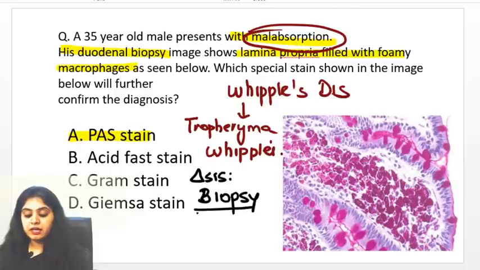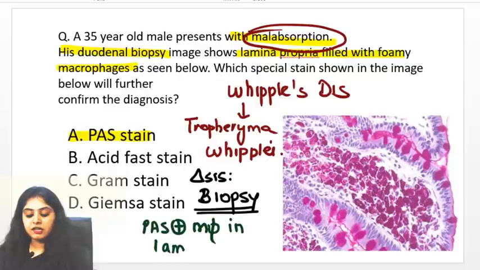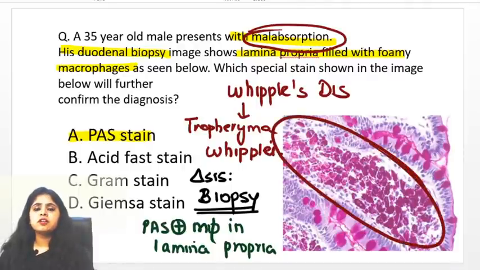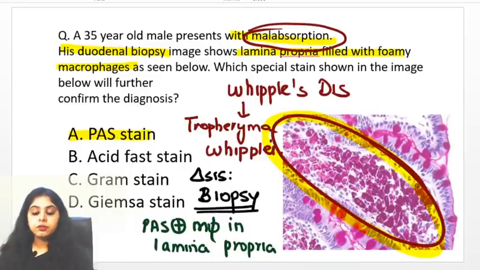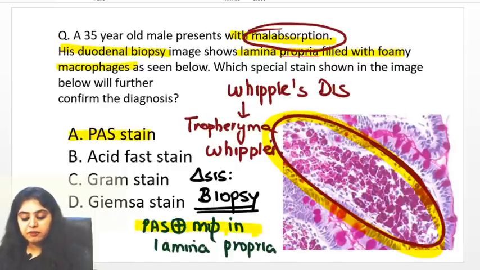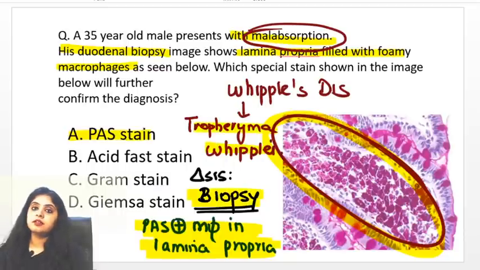You are going to take a biopsy, and in a biopsy, you see PAS positive macrophages in the lamina propria. So here you are seeing these PAS positive macrophages. Everyone remembers the basic mnemonic? Yes, P for P. PAS gives which color? Quick. PAS gives a pink color. So here you see a cluster of cells which have come out pink. Why? Because I've stained them with PAS. Learn this line as it is. PAS positive macrophages in the lamina propria in a biopsy is the gold standard for Whipple's disease.